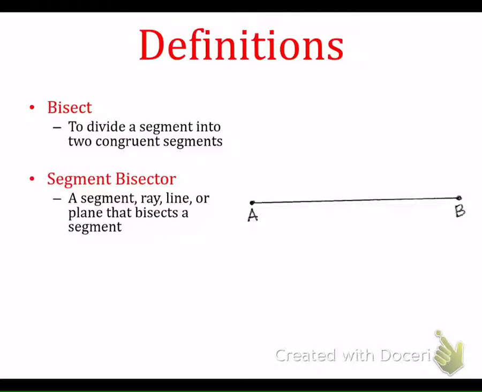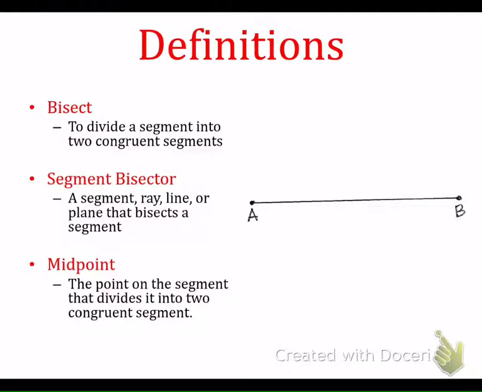So we're going to start with a segment. We're going to cut it in half. The actual bisector can be a lot of different things. It can be a segment, ray, line, or plane that bisects a segment. And then midpoint. Midpoint is the point on the segment that divides it into two congruent segments.